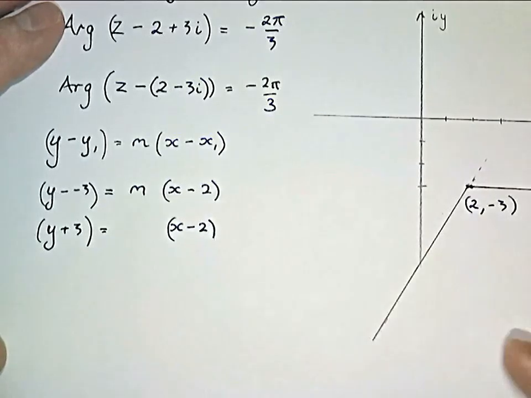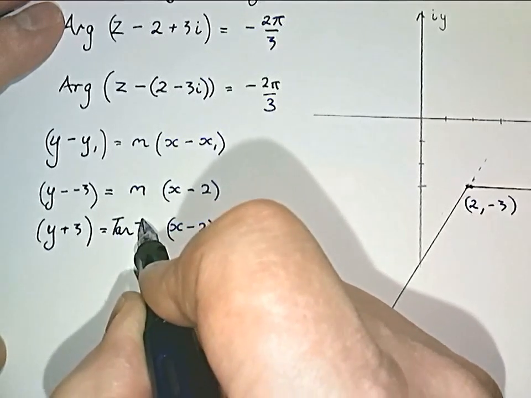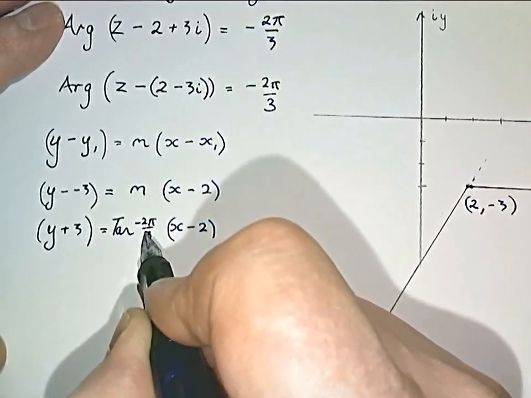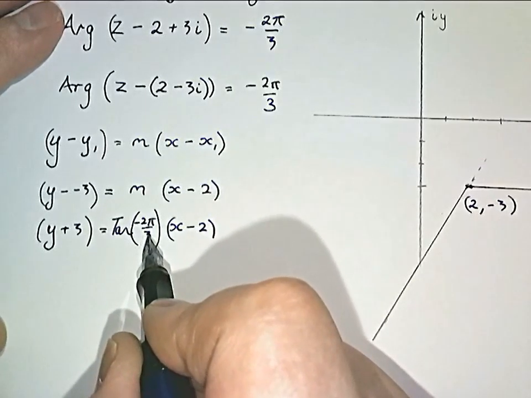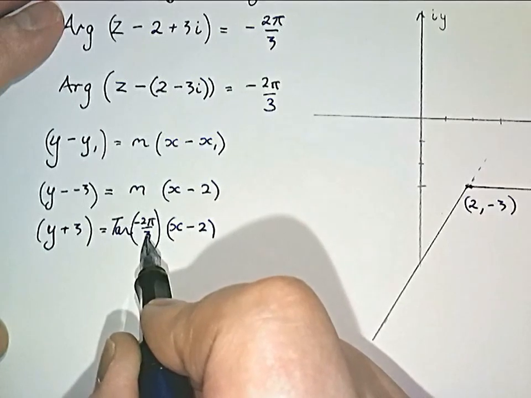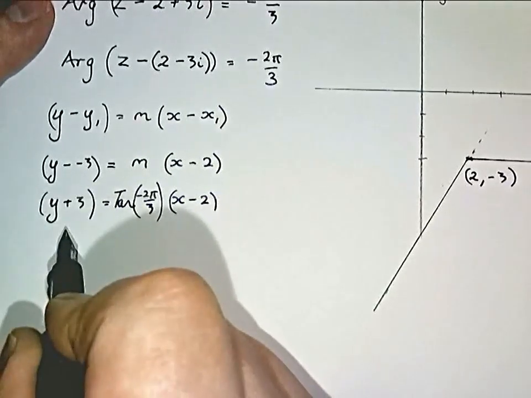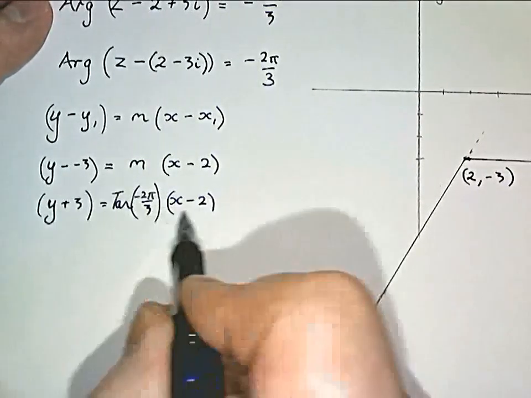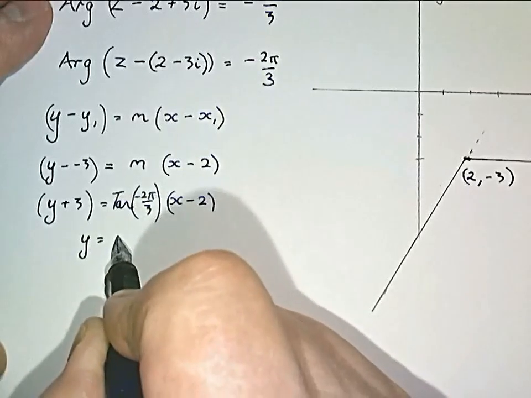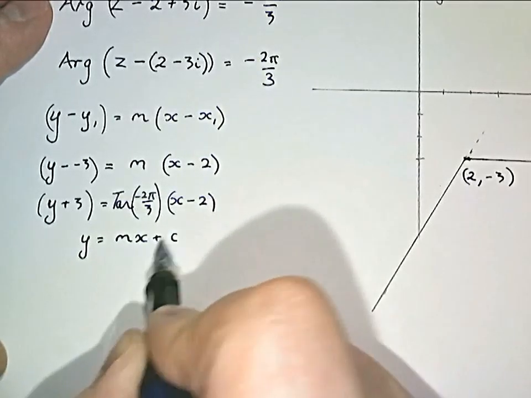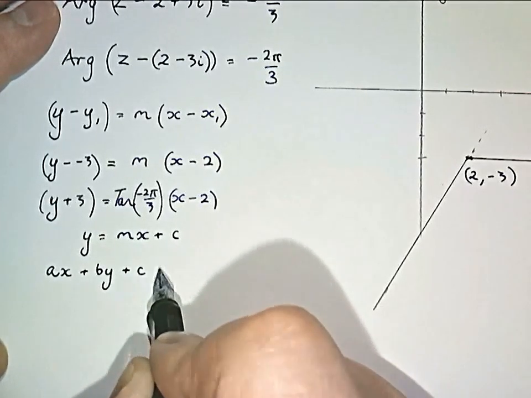Now this something is nothing other than the tangent of minus 2 pi over 3. And that will work in every case, giving you a negative gradient when that's appropriate and a positive gradient when that's appropriate. So now we've got a Cartesian expression, a Cartesian equation, and you might be asked to manipulate it and put it in the form y equals mx plus c, or ax plus by plus c equals 0, or whatever.